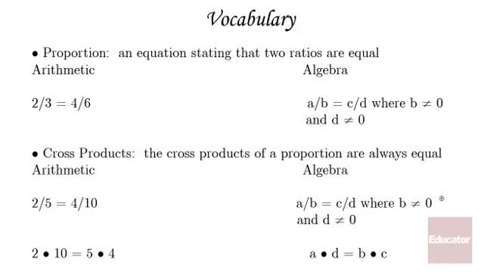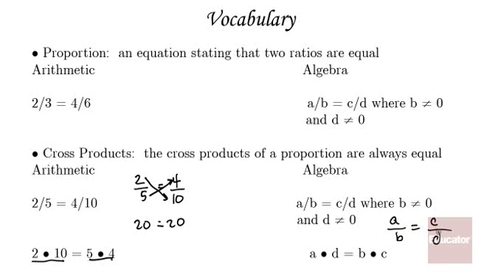Cross products. Cross products are always equal for proportions. So for example, if you have 2 over 5, which equals 4 over 10, the cross products would be 2 times 10 and 5 times 4. Notice that they would both equal 20. That is one way to find out if your proportions are equal. And in A over B equals C over D, you would be multiplying AD and BC. And these would also be equal, remembering that B and D will not equal 0.